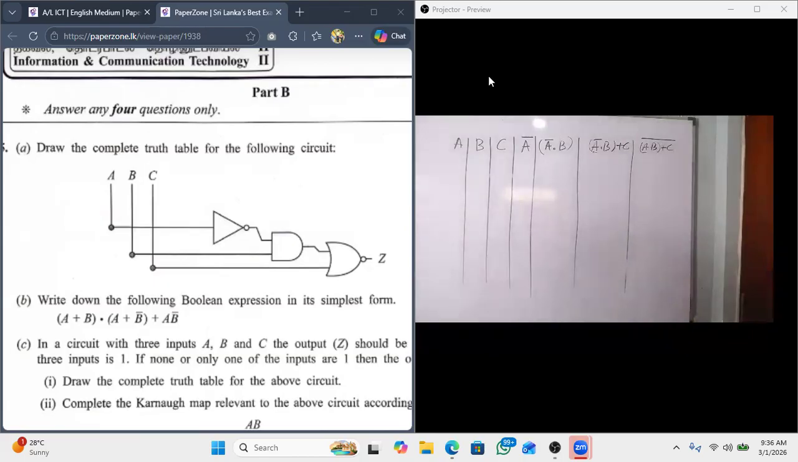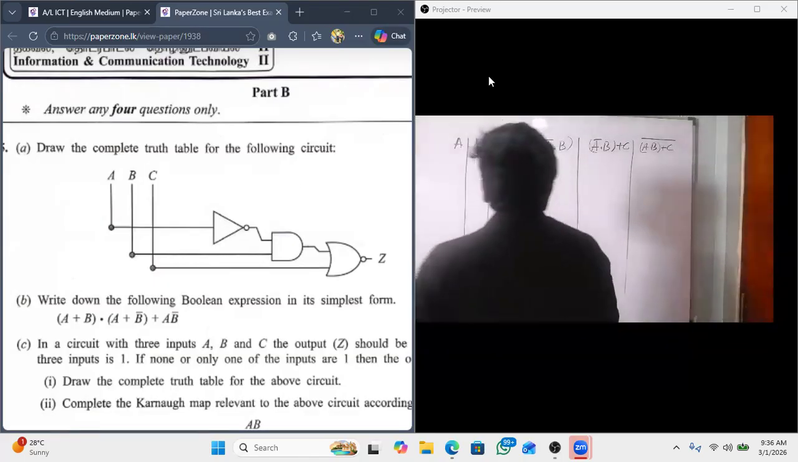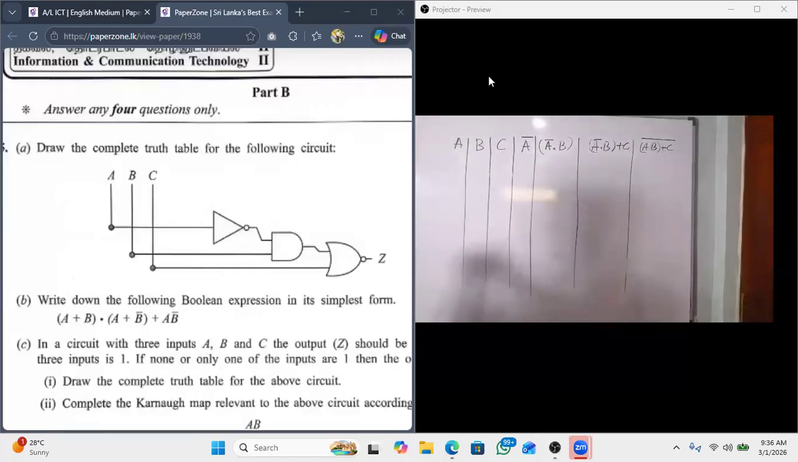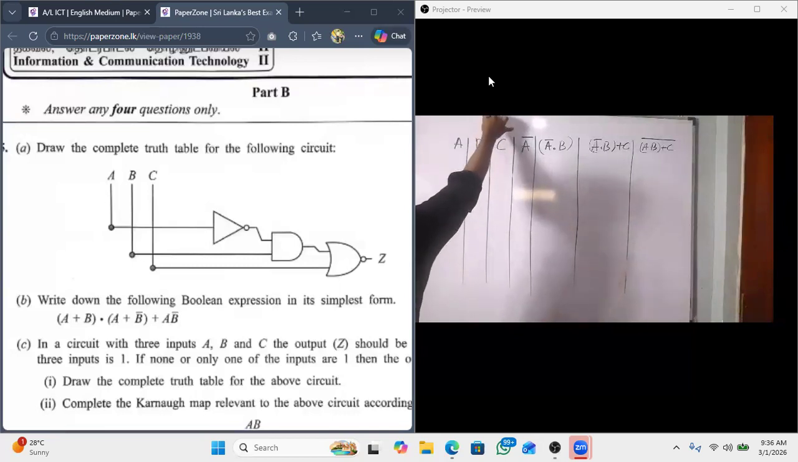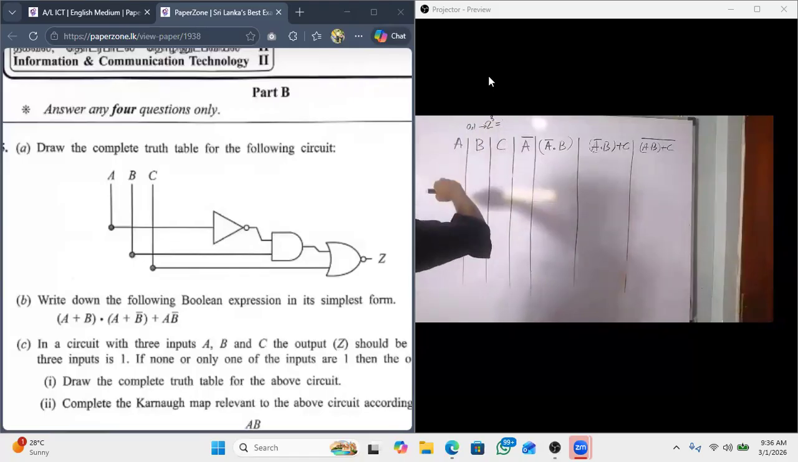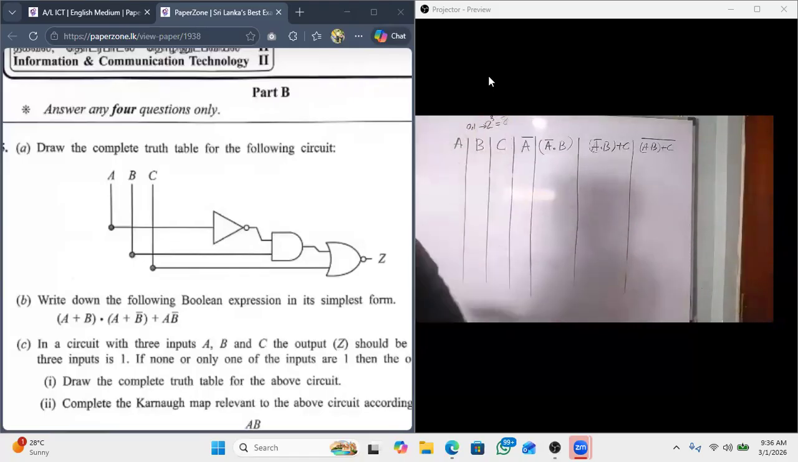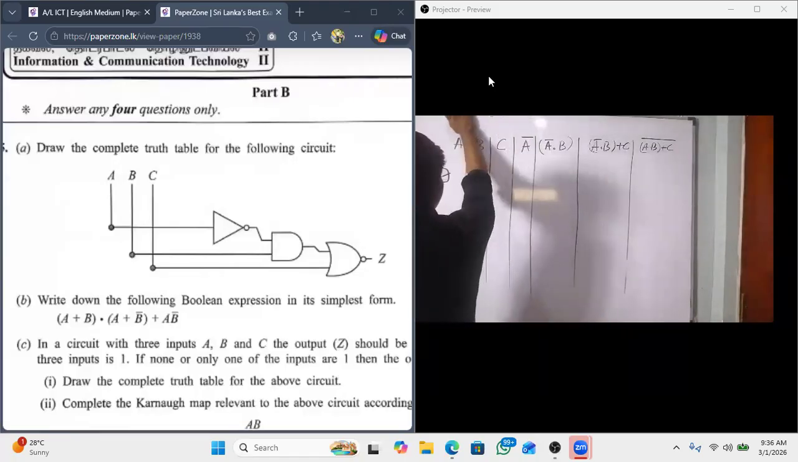Right, let's start. Then A, B, C. So what are the inputs? Easy. These are free variables. So you can start with only 3. 2 to the power 3 means you should have 3 columns, 2 to the power 3. Why 2? We are using only zeros and ones. So binary, the base is 2. And we have 3 variables. We powered it with 3. So we should get 8 rows. These are O-level basics. No need to teach actually.